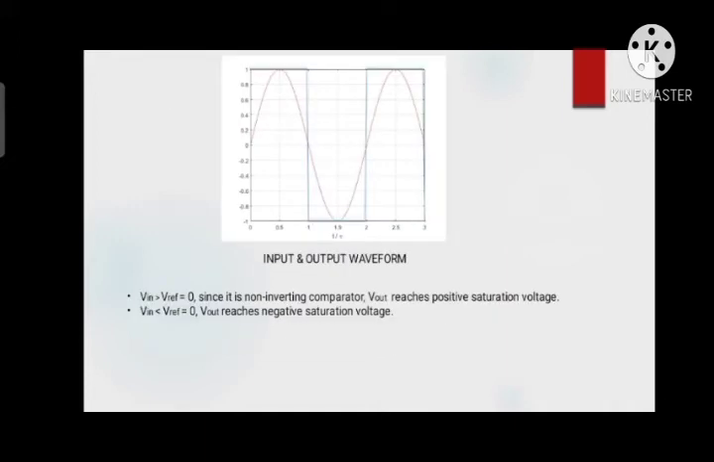Since it is the non-inverting comparator, whenever the input voltage is greater than 0, that is the reference voltage, the output reaches its positive saturation voltage. Whenever the input voltage is less than the reference voltage, that is 0, the output reaches the negative saturation voltage. For an inverting comparator, this is reversed.